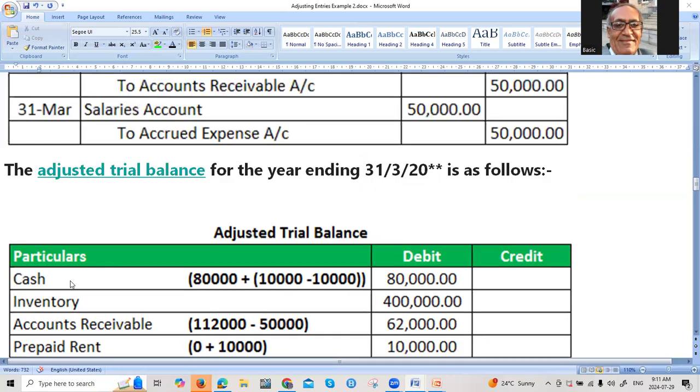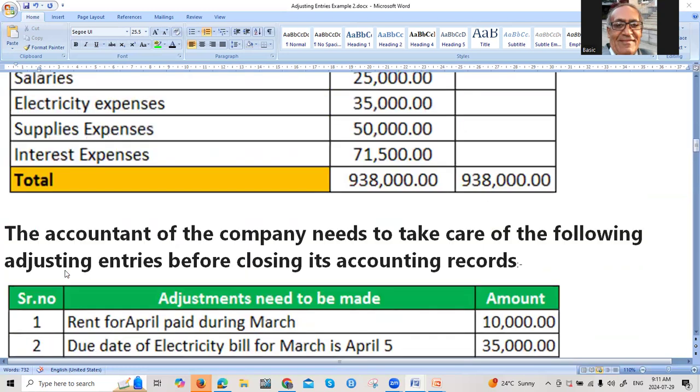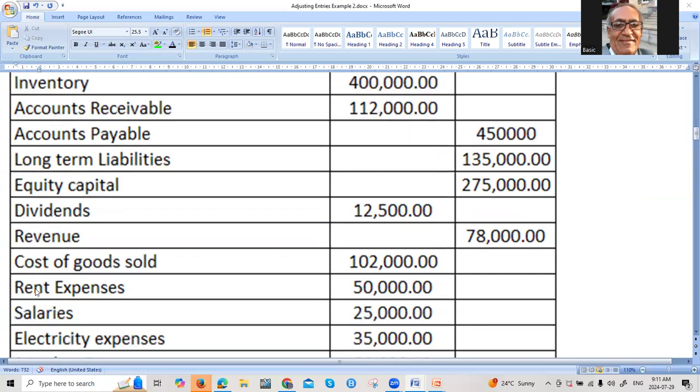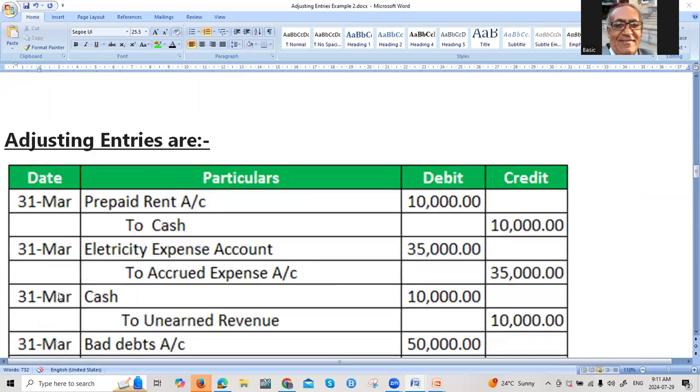This is prepaid rent, because in the origin there is rent already. We have rent expenses, 50,000. We don't mix them. We don't mix the rent with the prepaid rent. We make the rent alone and the prepaid rent alone.